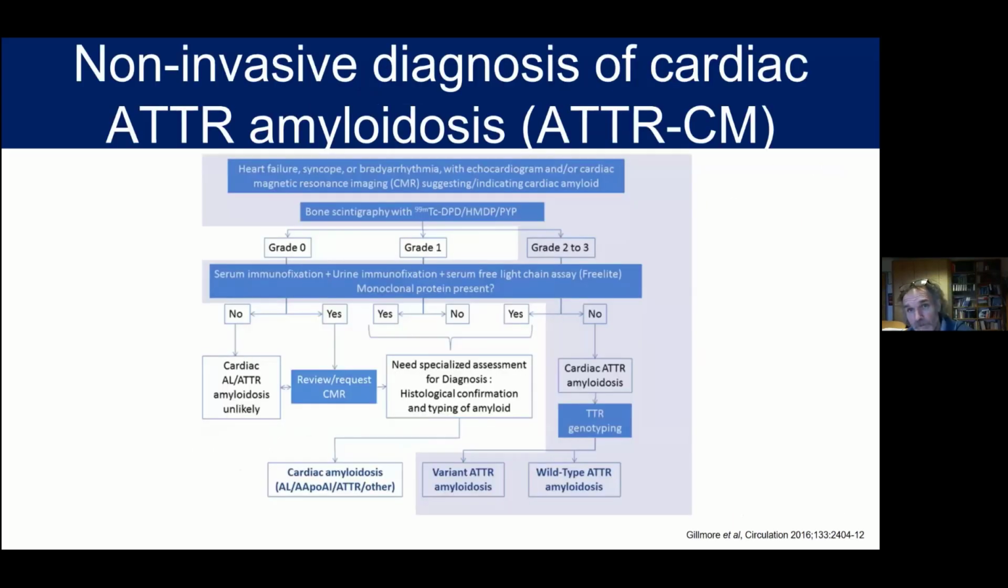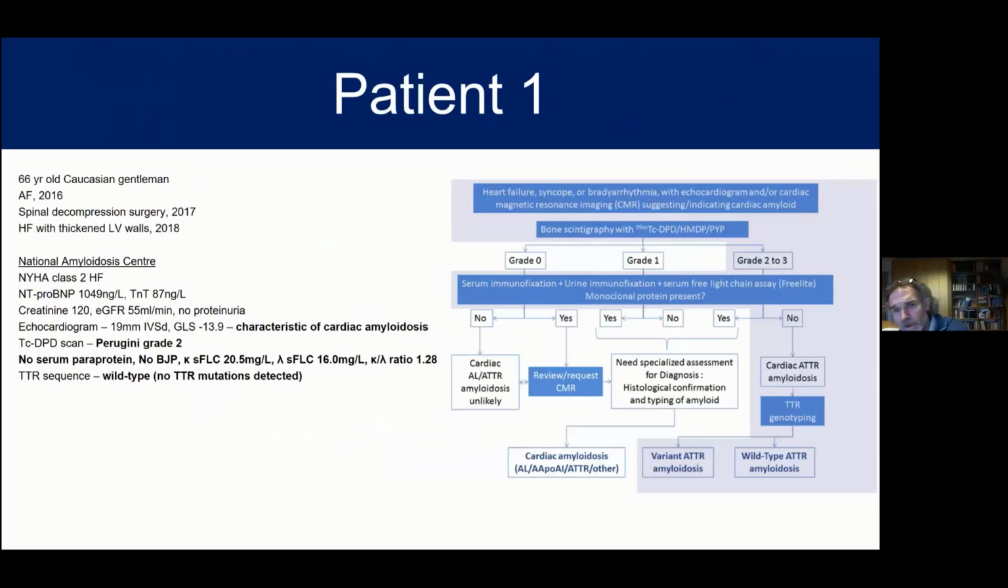And some years ago, in collaboration with many amyloid centers around the world, we established a means of non-invasive diagnosis of cardiac ATTR amyloidosis by following this shaded area. And I'll take you through it with a patient.